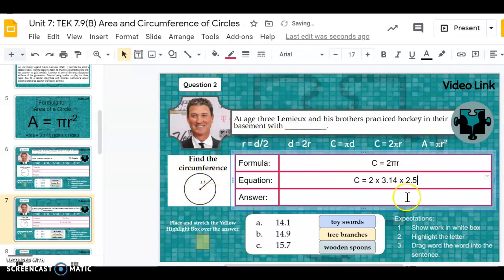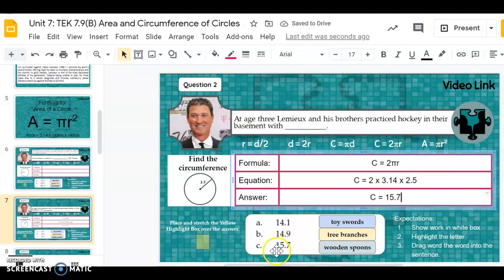It gives it to me over here. I put in x's here, so that way it made it easier for you guys because we don't have any x variables that we're working with. So that's okay if you put an x for multiplication sign. Now I'm just going to do my order of operations, which is multiply straight across. You can use a calculator. 2 times 3.14 times 2.5. That gives me C equals 15.7.